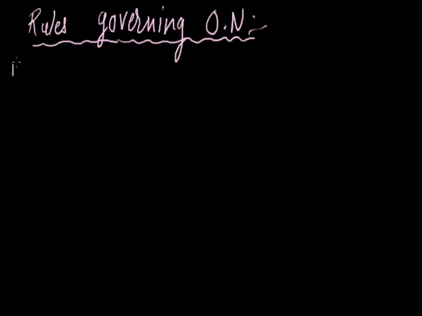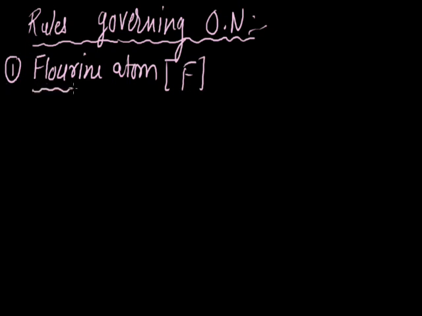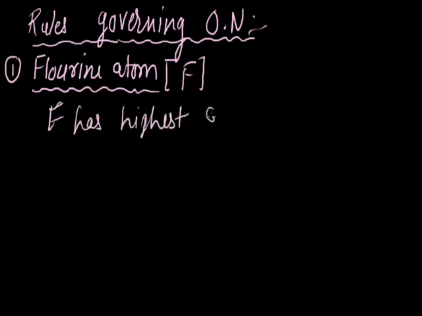So firstly, for the fluorine atom, as we know, the electronegativity of the fluorine atom is highest among all the elements. Fluorine has the highest electronegativity among all elements.